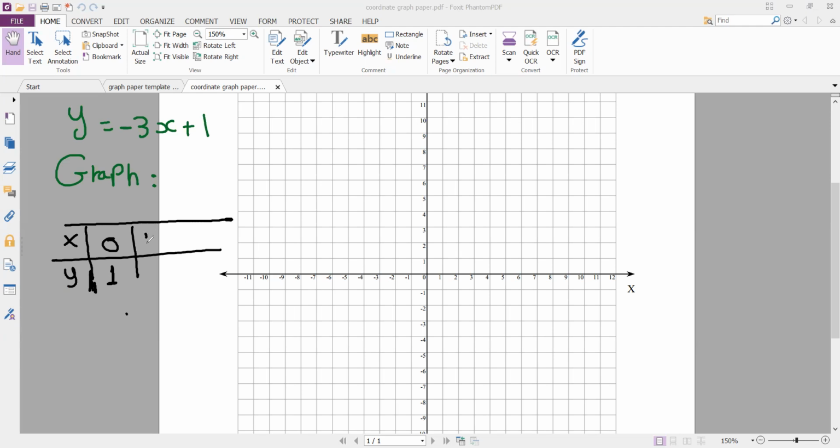And when x equals 1, for instance, what is the value of y? -2. And when x equals 2, what is y? -5. So plot the points on the coordinate plane. 0 and 1 is here. 1 and -2 is here. And 2 and -5 is here. And then join up these points.